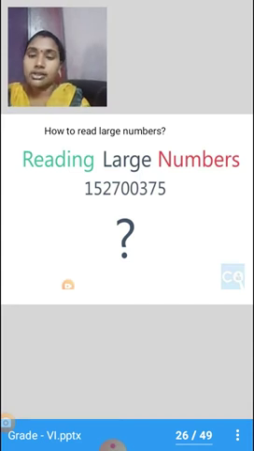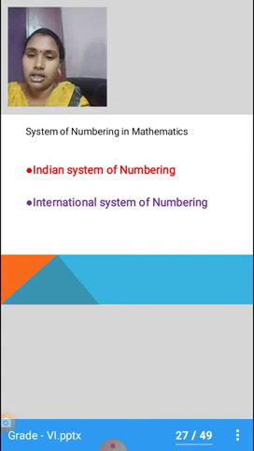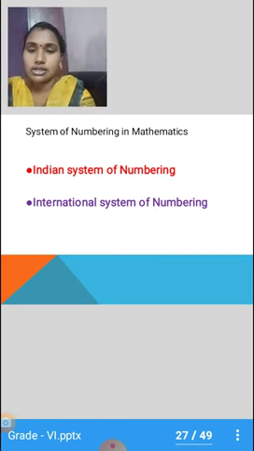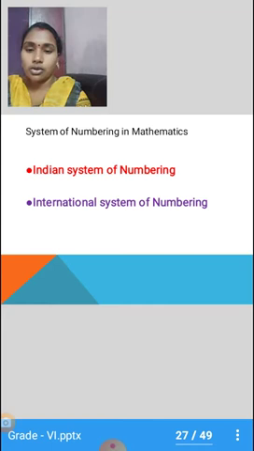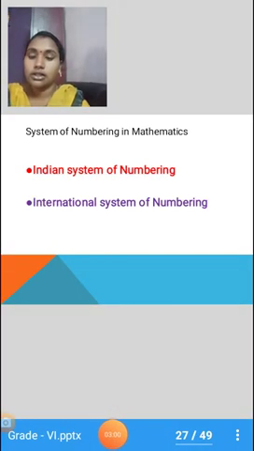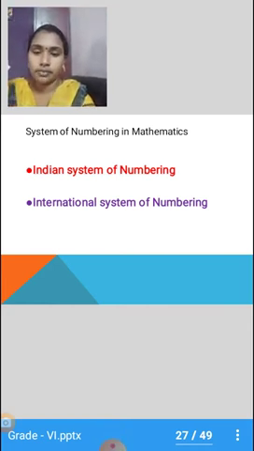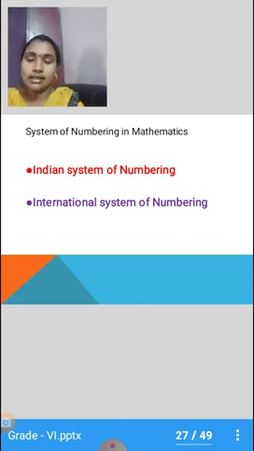So there are two types of numbering in maths. What are the two types of numbering in maths, children? Indian system of numbering and international system of numbering. Let me repeat. Indian system of numbering and international system of numbering. So before we go into reading numbers, we have to get to know the two systems of numbering more clearly, right? So let us see the Indian system of numbering.